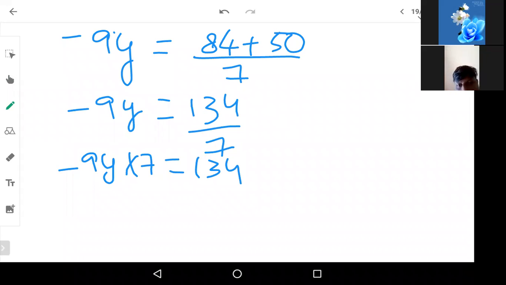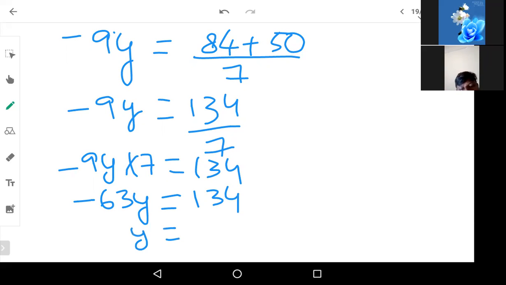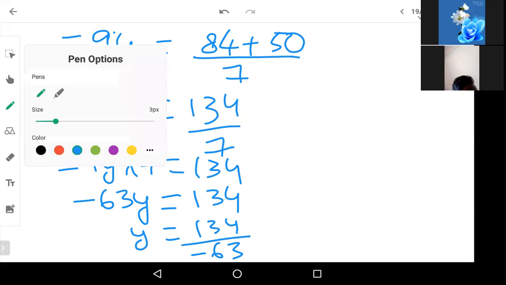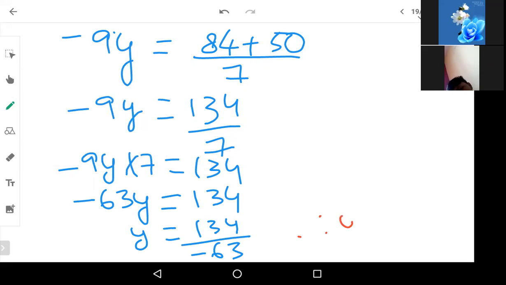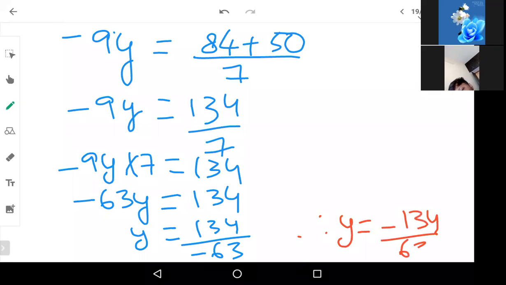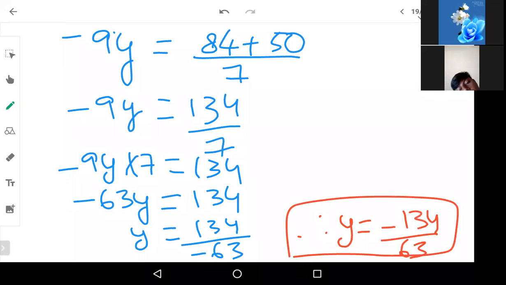So 9 into 7 is 63. So minus 63y is equal to 134. So y is equal to 134 by minus 63. Therefore, I can say it as y is equal to minus 134 by 63. This is the value of y.